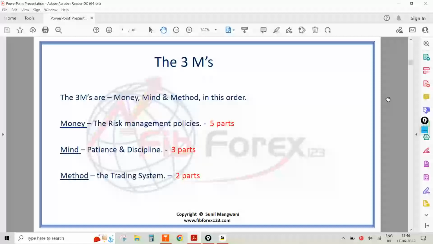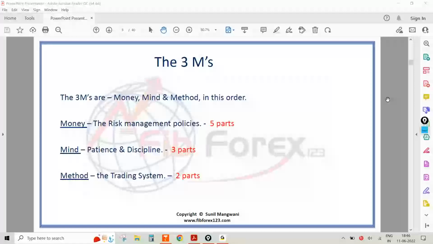So money is your risk management policies, your money management, which is first. Second is your mind factor, which I call discipline and patience. And the third is the method. Now, if we distribute these on a scale of 1 to 10, the risk management takes up 5 parts out of 10. The mind factor takes up 3 parts out of 10.